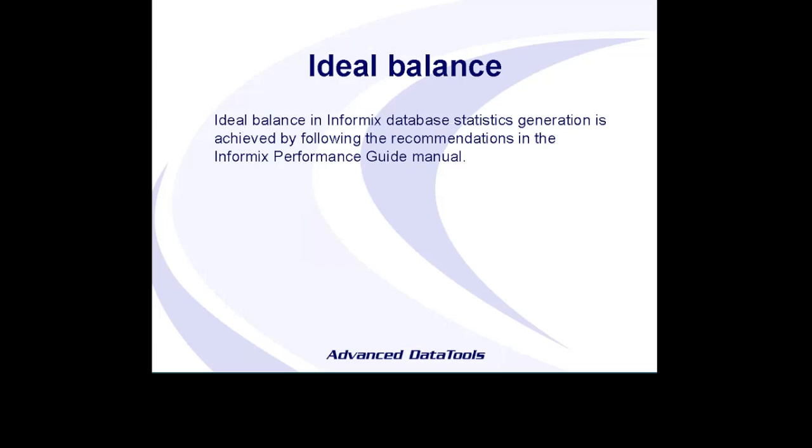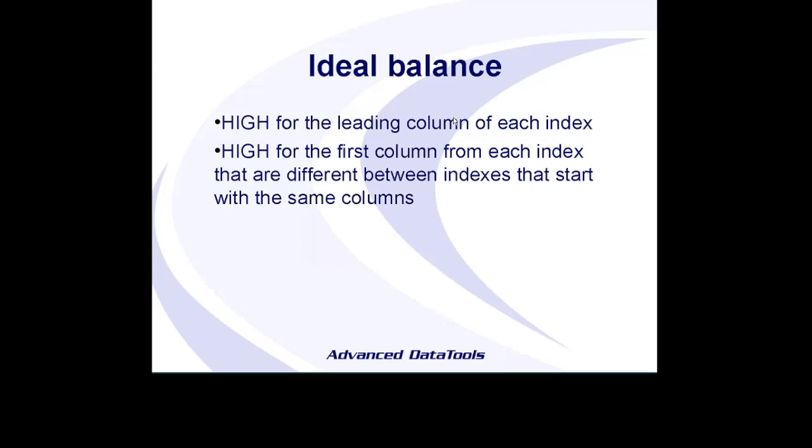So you need to do an update statistics high on the leading column of each index so that you have the best stats for the optimizer to select one index over another. You also want to do a high on the first column of each index when multiple indexes start with the same list of columns. You want to do an update statistics high on the first column of that index that's different. So if you have an index that starts with columns A, B, and C, and another index that starts with columns A, B, and D, then you need to do a high not only on A, but also on C and D, but not necessarily on B, okay? Because B is the same for the two indexes.